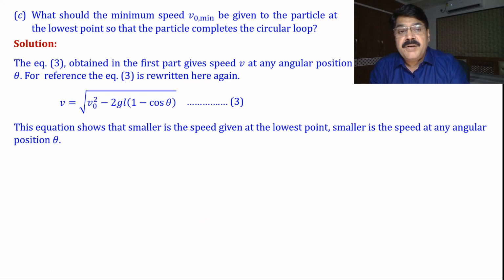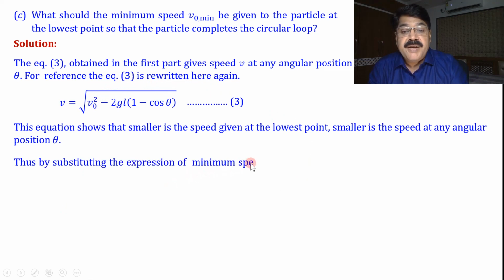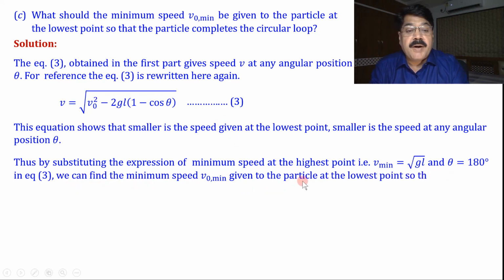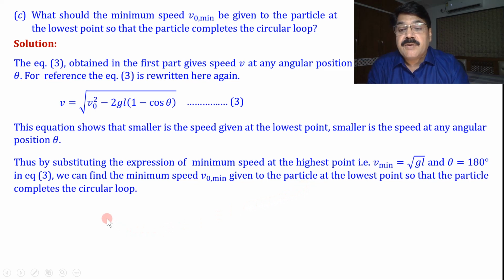we can use the minimum speed at the highest point, and angular position theta equal to 180. If we substitute these two values here, we get v naught min. Thus, by substituting the expression of minimum speed at the highest point, v min is equal to root GL, and theta equal to 180 degrees. In this equation, we can find the minimum speed v naught min given to the particle at the lowest point, so that the particle completes a circular loop.